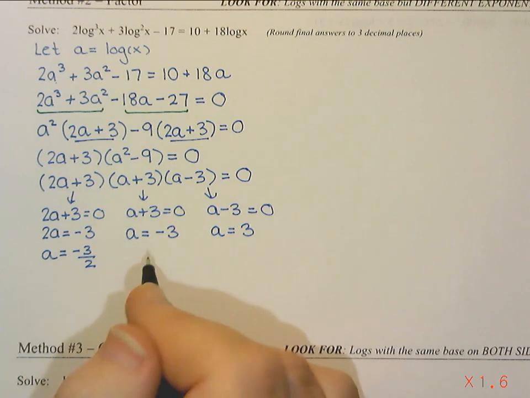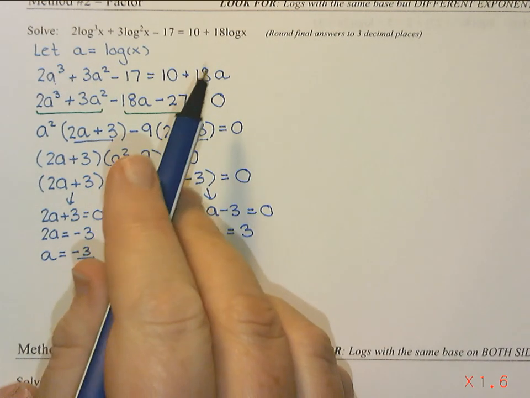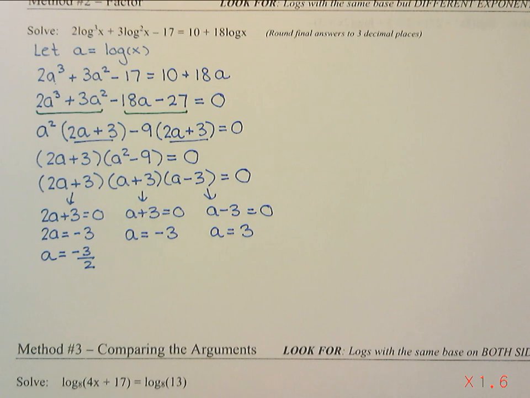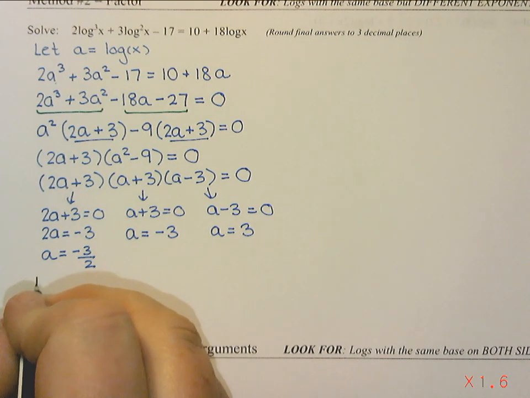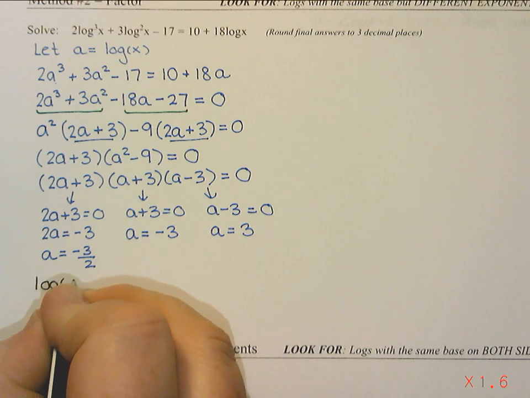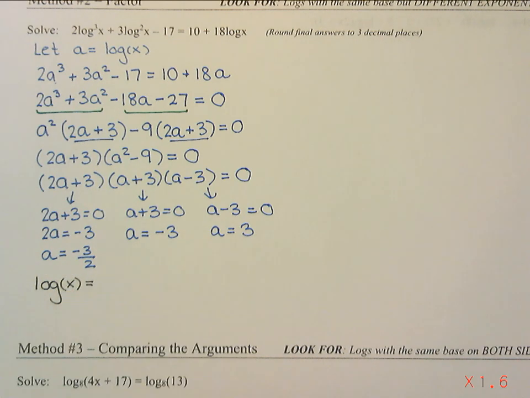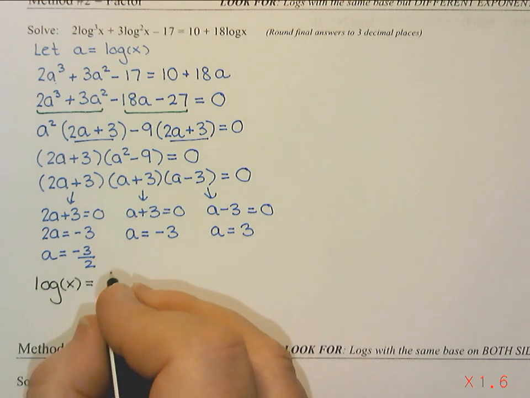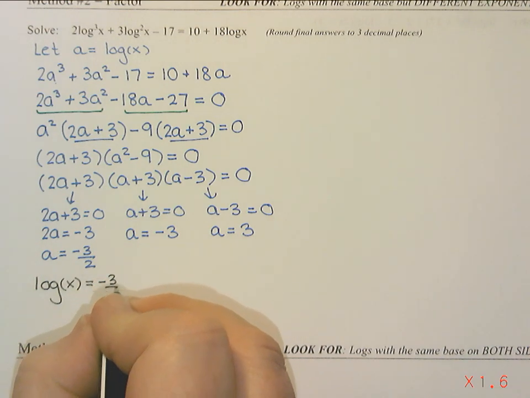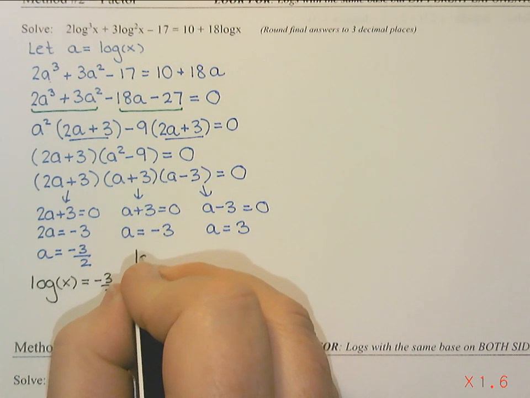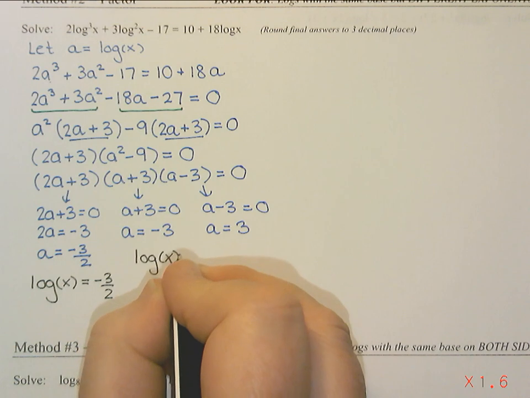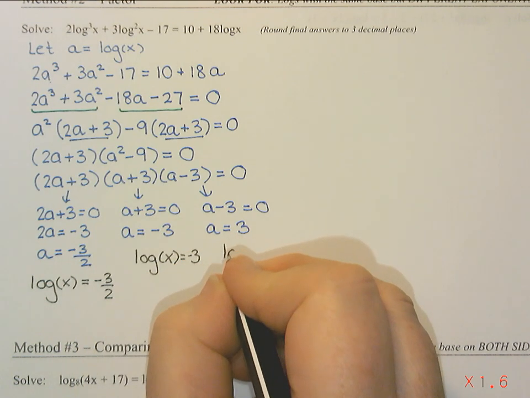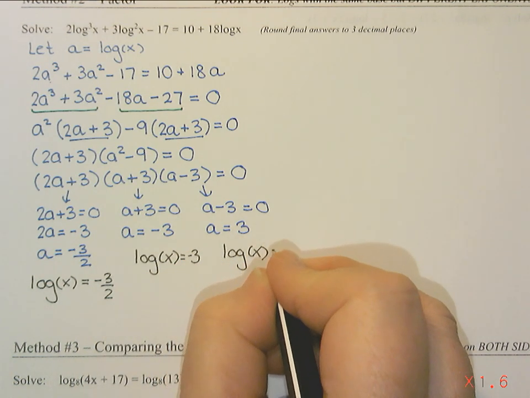Now, these are not my final answers because my original question did not have a's in them. They had logs in them. So you do have to put the log back in, right? So that is going to give me log x. I'm going to use the bracket. I know there wasn't one in the original question, but it's a good idea to have the bracket. Is negative 3 over 2. This one here, log x equals negative 3, and log x equals positive 3.